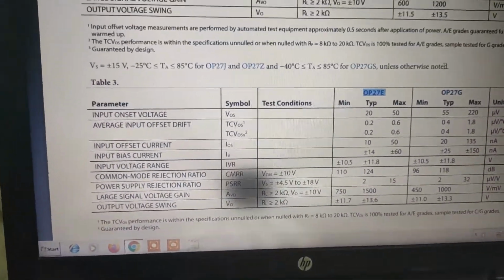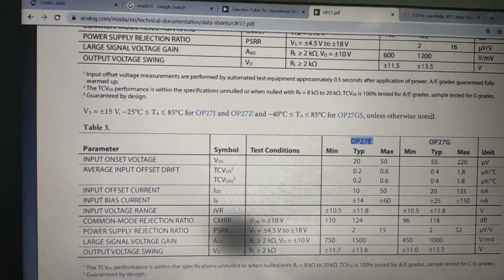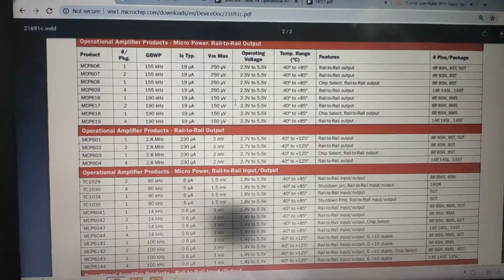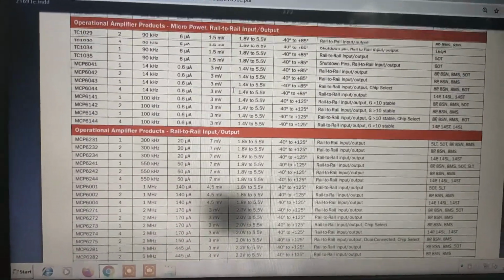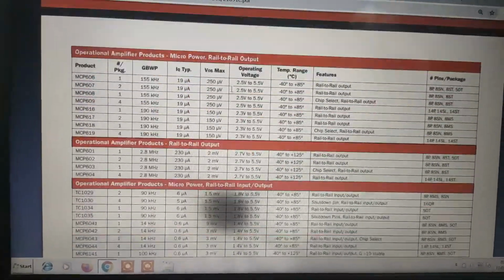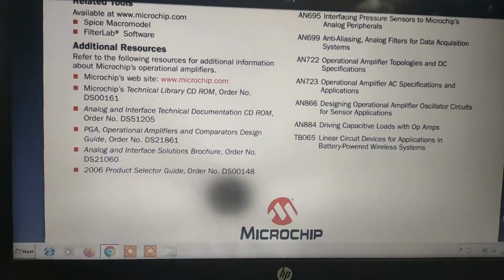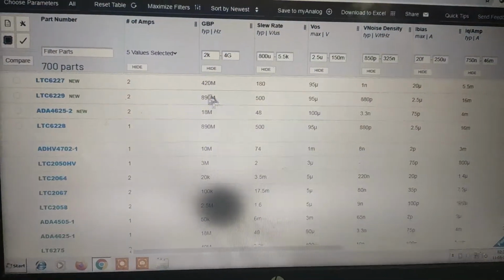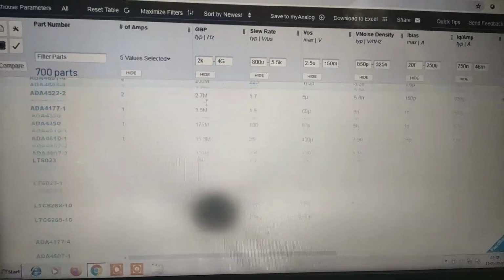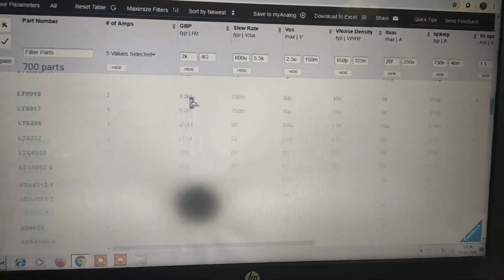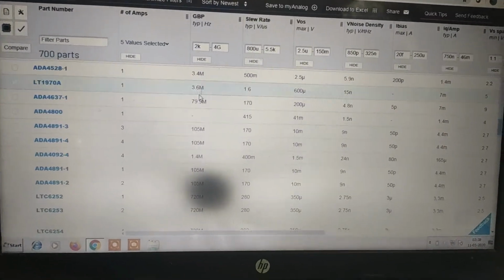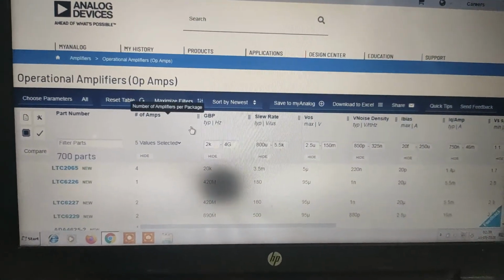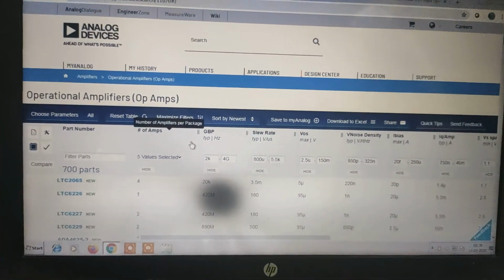Also I forgot to mention one last thing: always look at the company datasheet. They will provide the full op-amp lists, as this one is for the Microchip op-amps, and this one is for Analog Devices. They have a huge category and huge selection of op-amps. These are pretty huge in number, so you may check them out at their official site.